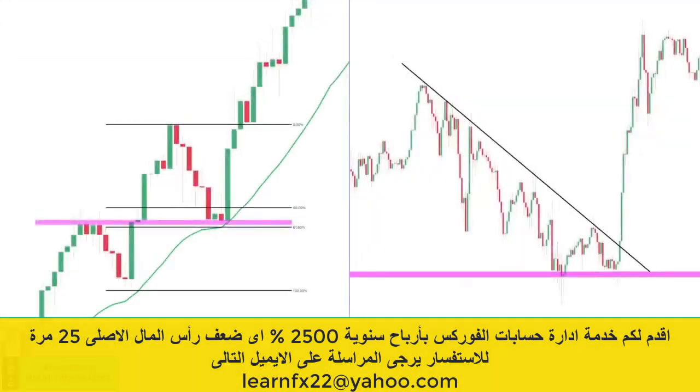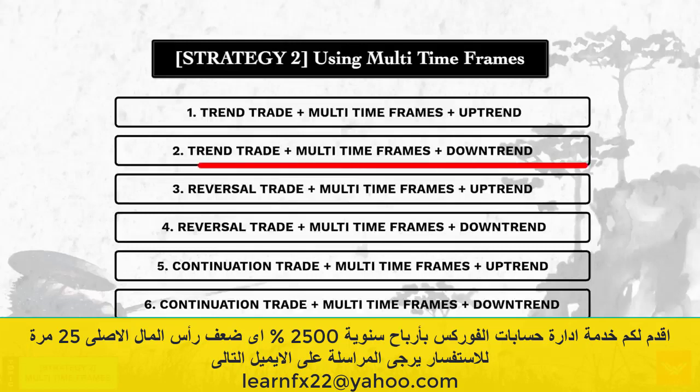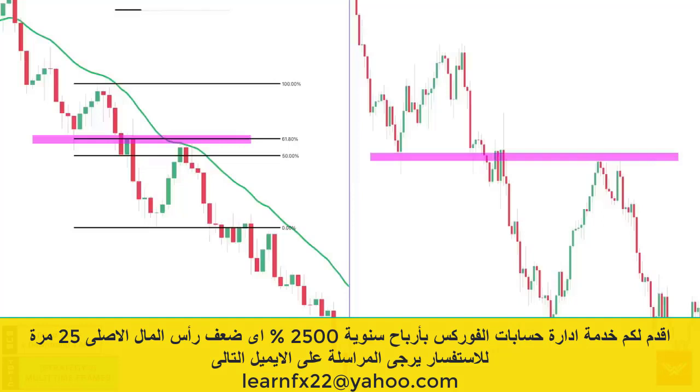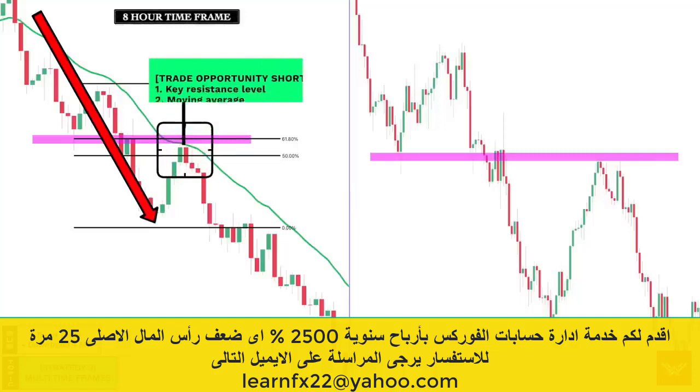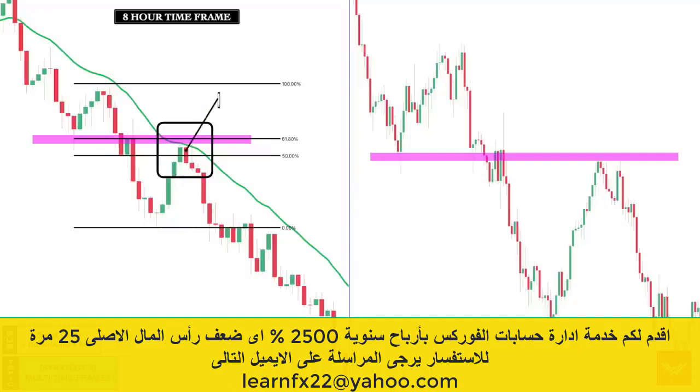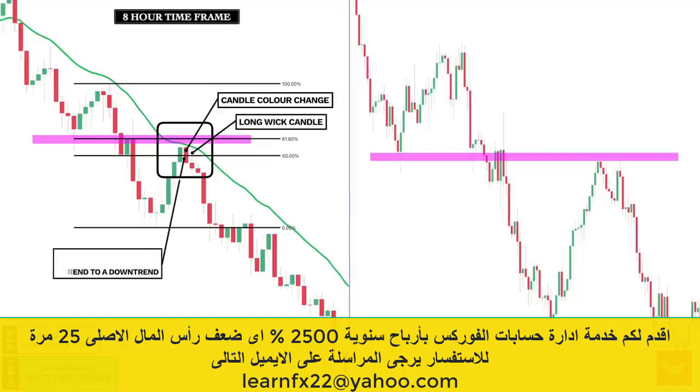So now, going in the opposite direction: a trend trade in a downtrend using multi-time frames. On the left is the 8-hour time frame. You had your moving downtrend and your short trade opportunity right here at the area of confluence. Once price pulled back to the area, you had a candle color change and one where the wick is sticking out. That's when you would look inside for a trend change and use a lower time frame such as the one on the right, which is the 2-hour time frame.